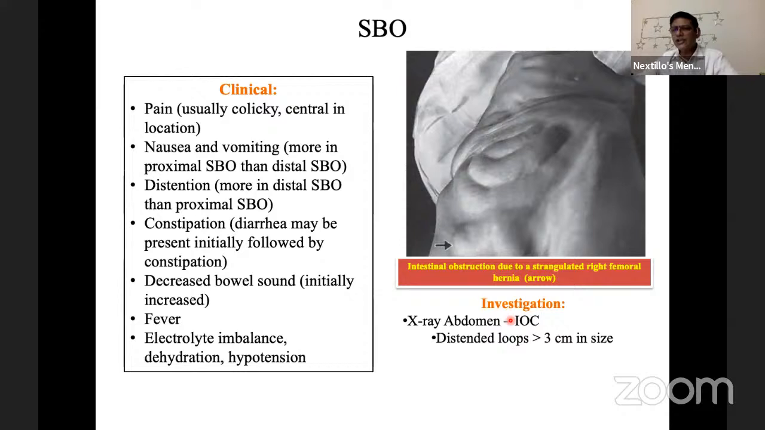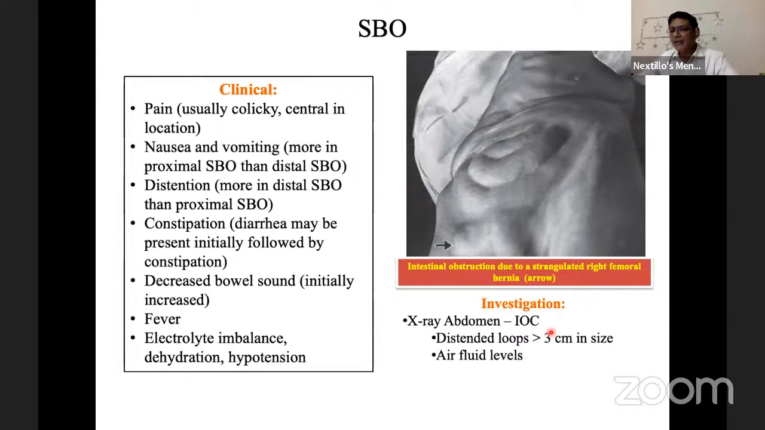The cross section of these bowel loops will be more than 3 centimeters in size. I'll just show you an X-ray where you can see it better. Further on, we'll see multiple air fluid levels.